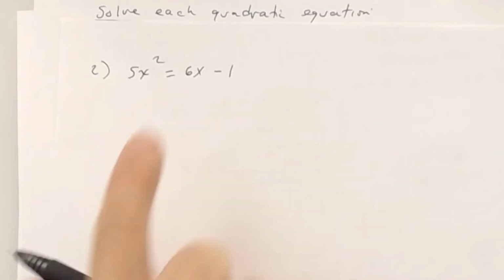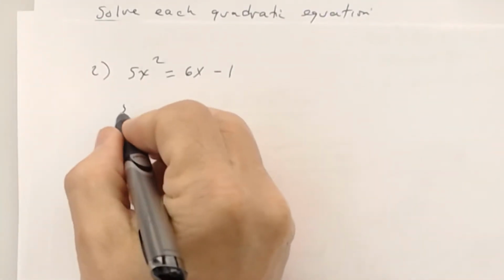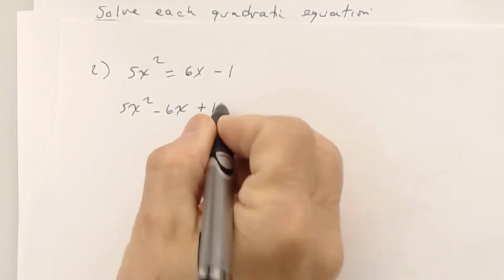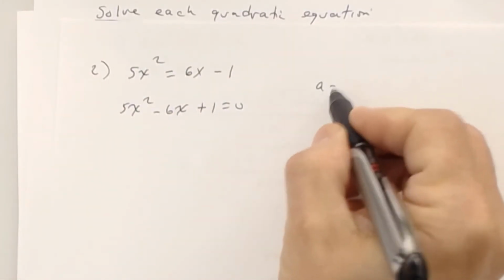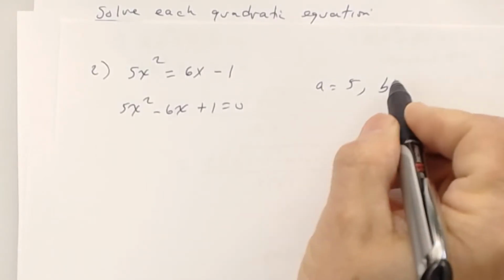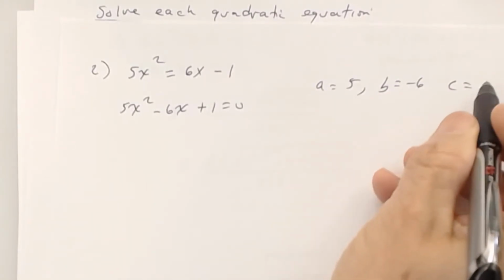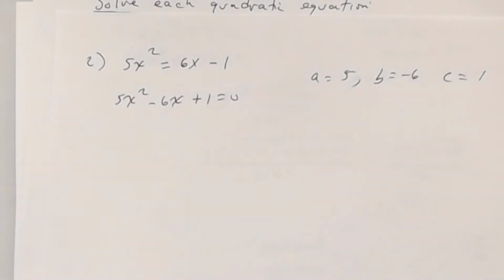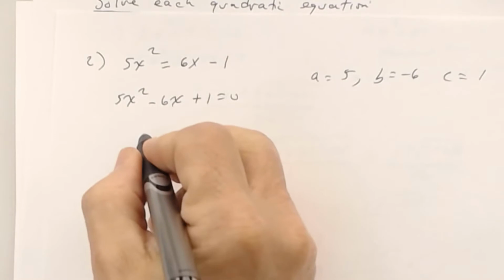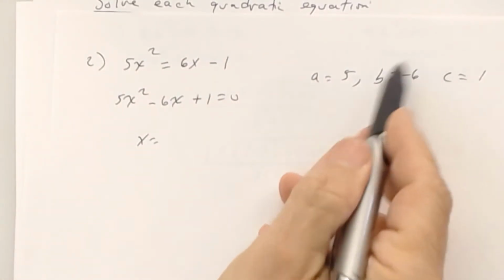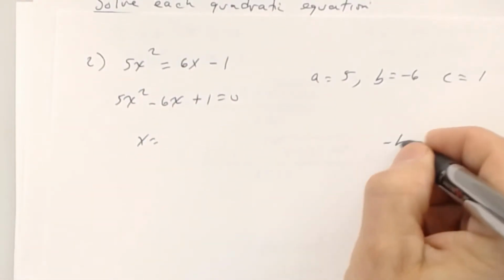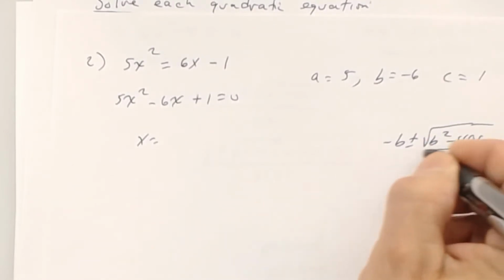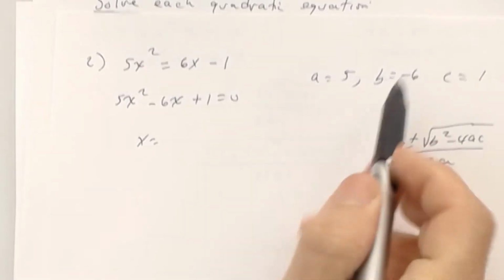You've got to first of all write this in standard form. So 5x squared minus 6x, and then what? Plus 1 equals 0. Now what's A? 5. B is negative 6, and C is positive 1, right? Okay. So then we get x equals the opposite of b. Remember, your quadratic formula is negative b plus or minus the square root of b squared minus 4ac all over 2a.